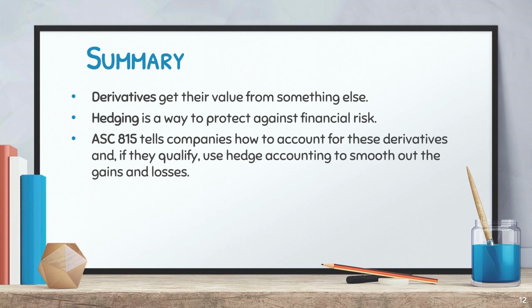And that's a wrap on ASC 815, Derivatives and Hedging. Here's the key takeaway. Derivatives get their value from something else. Hedging is a way to protect against financial risk. ASC 815 tells companies how to account for these derivatives, and, if they qualify, use hedge accounting to smooth out the gains and losses.